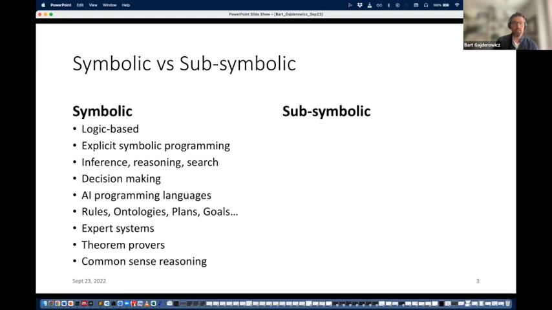Many people have defined different types of programming languages to be able to do this. These languages reason about a different set of rules and ontologies. They're able to generate plans towards some goals. Systems that have been implemented specifically for rule-based approaches are expert systems. They have been used to create theorem provers.